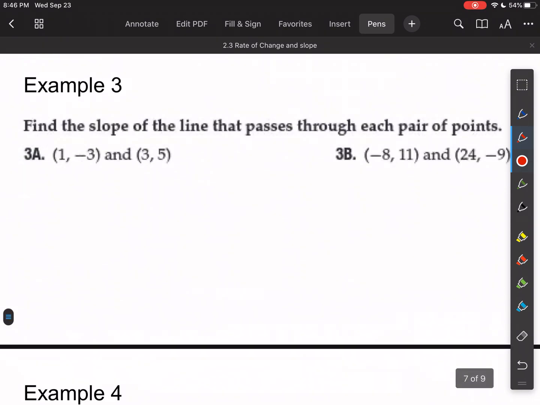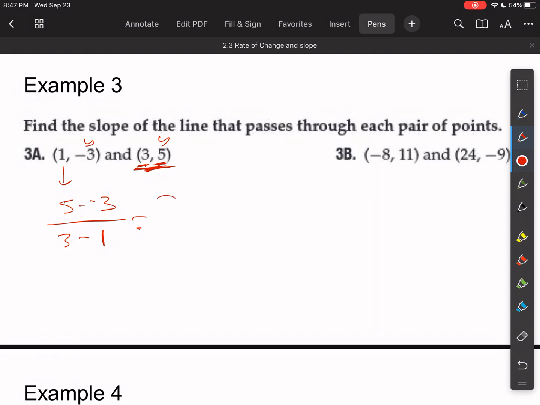So for example 3, it says find the slope of the line that passes through each pair of points. Again, we're just going to take the change in y. The y's are here, so we can do 5 minus negative 3 over 3 minus 1. What's important is if you start with the second set of points, you start with this 5, always start with that on the x as well. Notice that 5 and 3 are both the starting points. You could have gone the other way as well. You get the exact same answer.